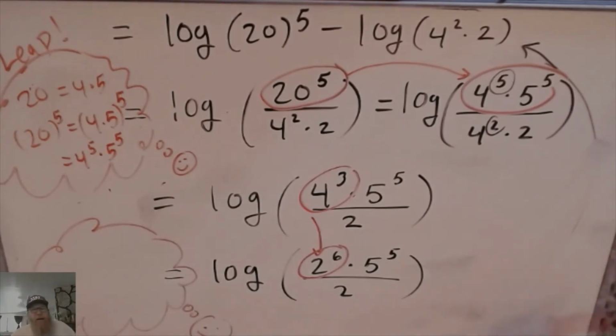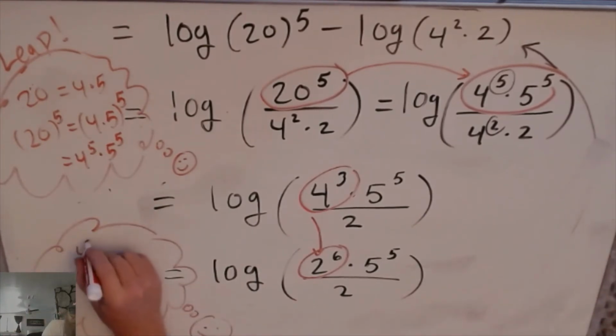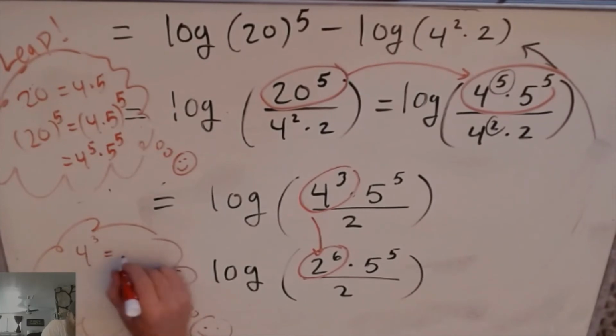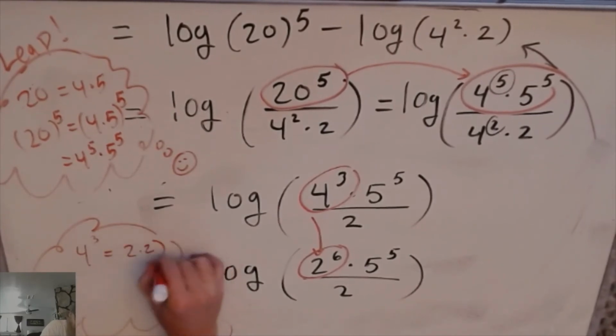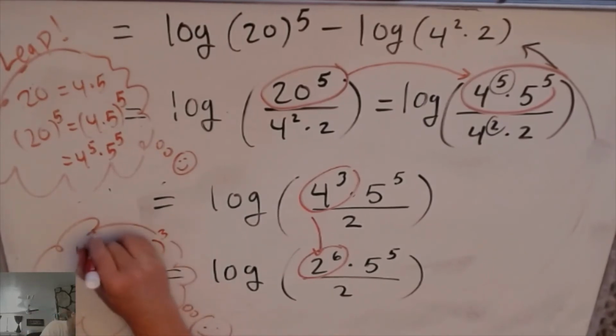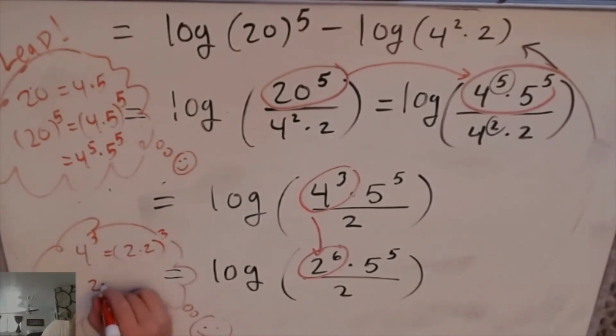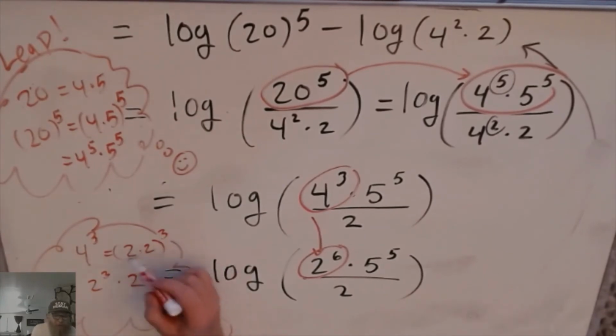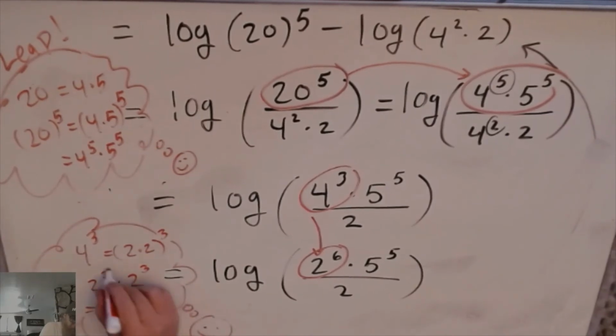Let me write it all out here. 4 to the third is 2 times 2 to the third. Yeah, because 4 is just 2 times 2. Well, that's 2 to the third times 2 to the third, because you have to apply the power to both of the bases. And then you add the powers, and that's 2 to the sixth.